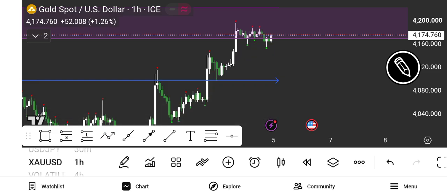Guys, remember that the market leaves clues. Learn to read them and trade smart, trade safely.